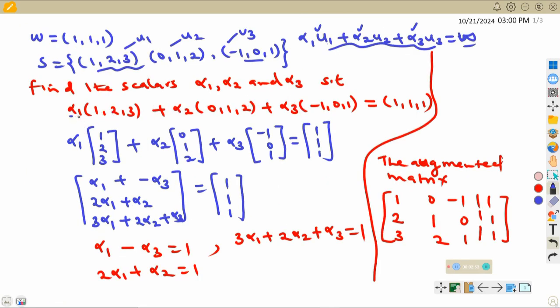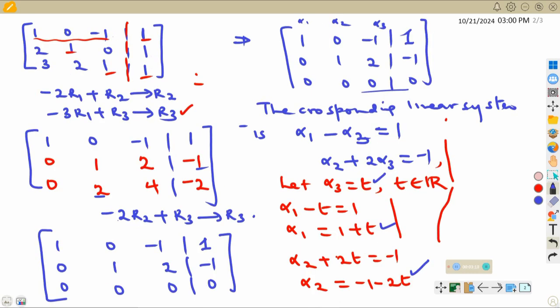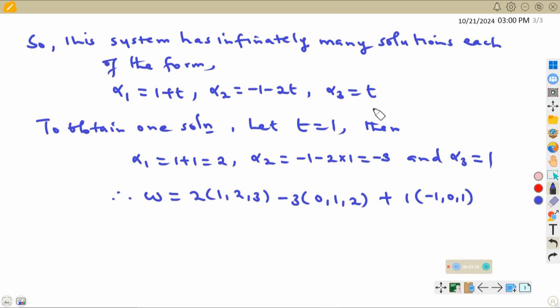So clearly, we have got our alpha 1, alpha 2, and alpha 3. Meaning that we can easily write the vector in S, which is (1, 2, 3), (0, 1, 2), (-1, 0, 1), as a linear combination of this W. So that is how we treat vectors which will give us a solution that has infinitely many solutions.